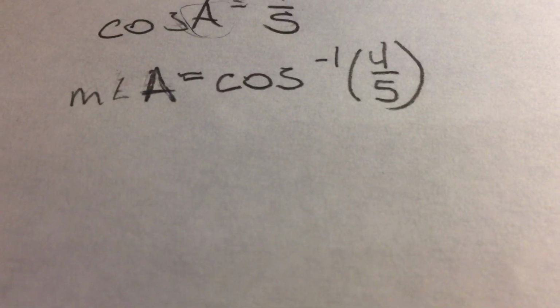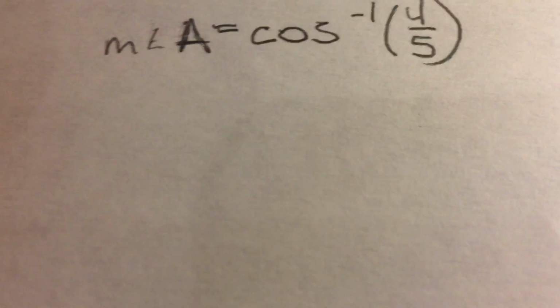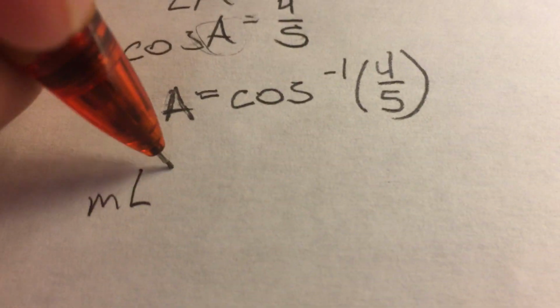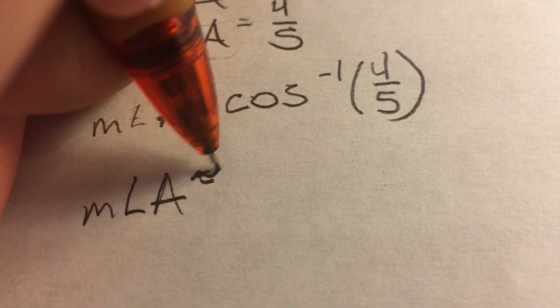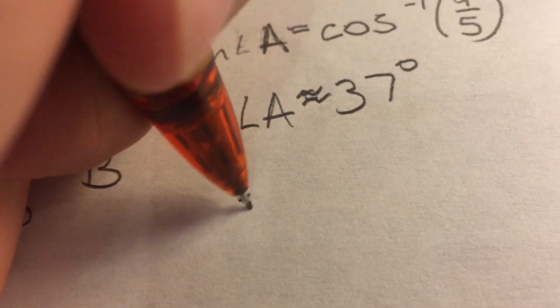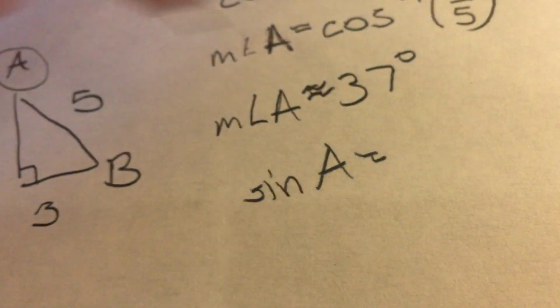And then let you figure that out. Okay, so that's about 37 degrees. Okay, let's move on to the next one. We're looking for the sine of angle A. So I'm going to let you figure out what the sine of angle A would equal. That's 3 over 5. Good job.